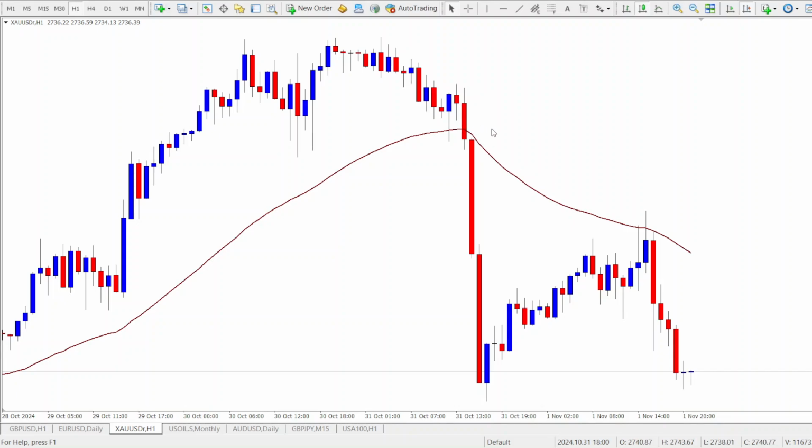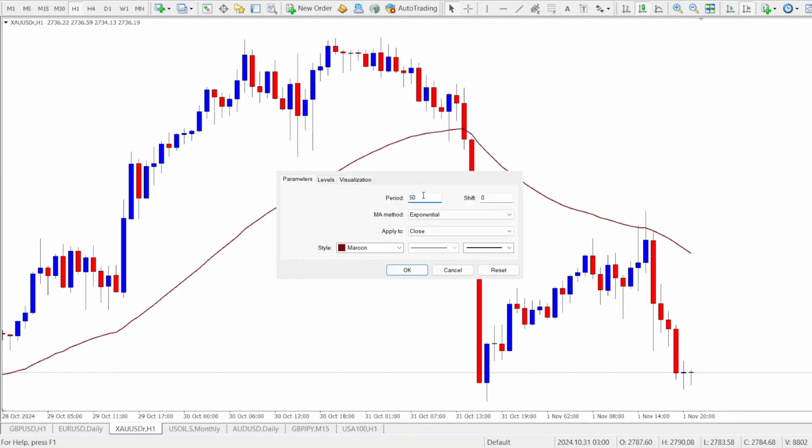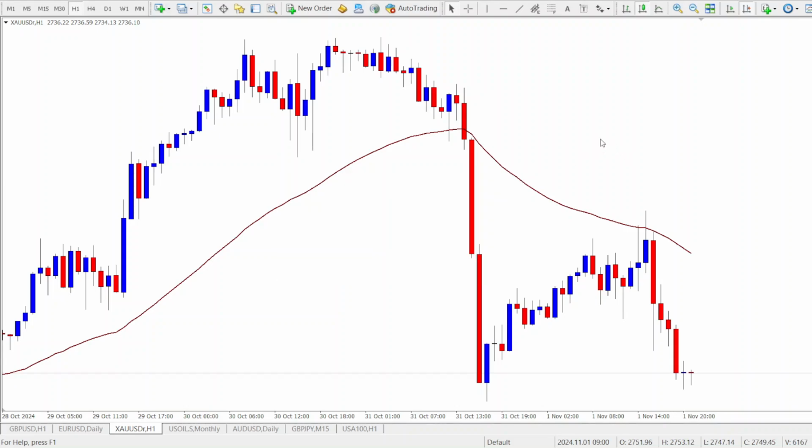On a 1 hour chart, I recommend starting with the 50 or the 100 EMA. As you can see, this particular one is 50. You can decide to use 50 EMA or 100 EMA when you are trading on the 1 hour chart.